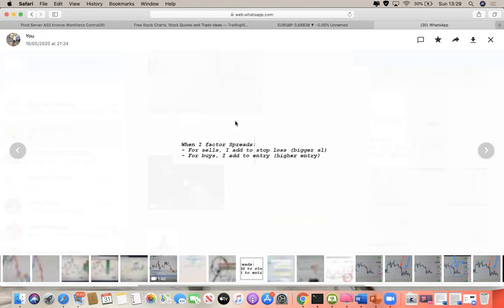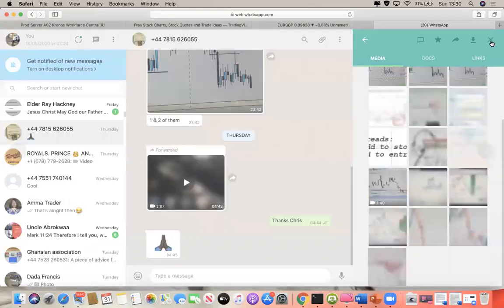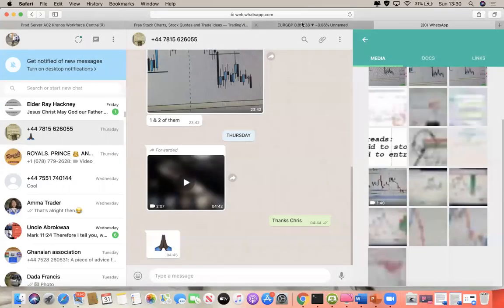But yeah, always for smart money trading, if you set your buy limit, your stop, your sell limit, if you're selling, add at least 5 pips to your stop loss. If you're buying, add 5 pips to your entry. And this is how you're going to beat smart money into getting your trade setups triggered.